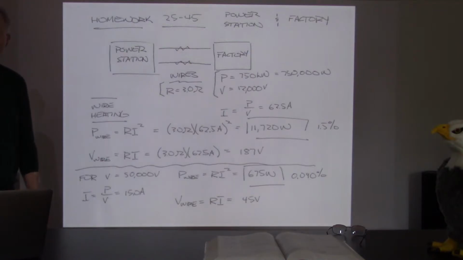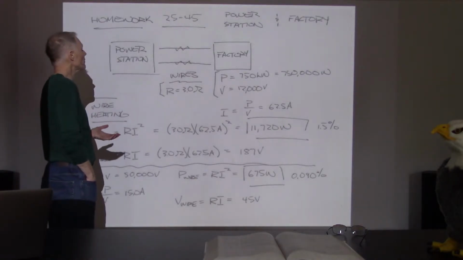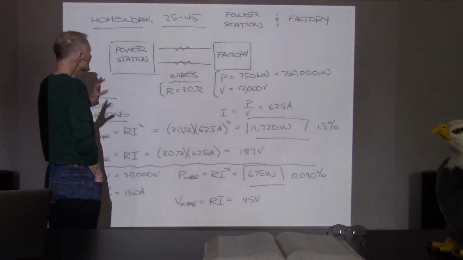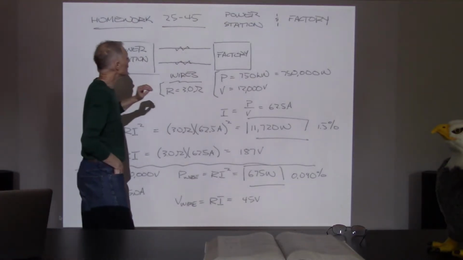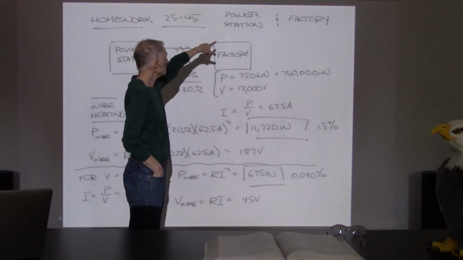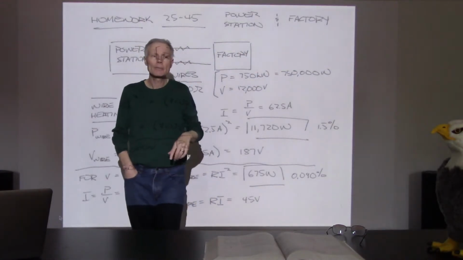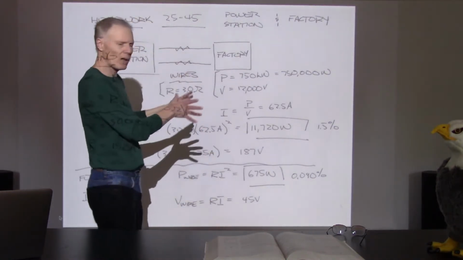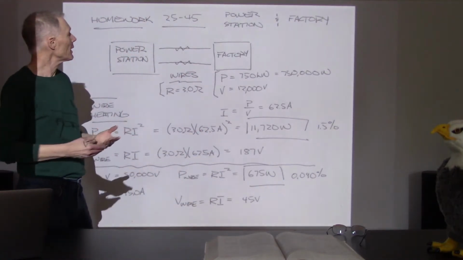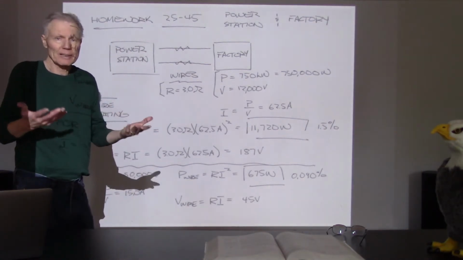All right, here we go. One more problem here, one after another. Problem 2545. So I get a lot of questions on this also. I feel like it's a pretty tricky problem. So what we've got going on here is there's a power station and there's a factory. And the power station, the power plant, is supplying the factory with electricity, with electrical energy.